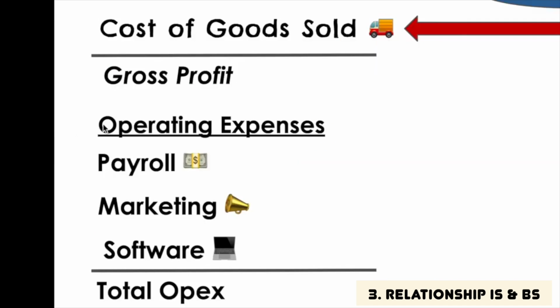All right, after gross profit, we get operating expenses, and the three major buckets here are payroll, marketing, and software.